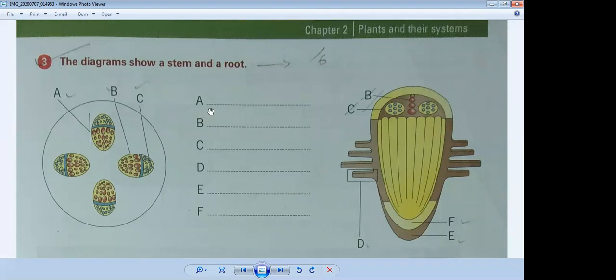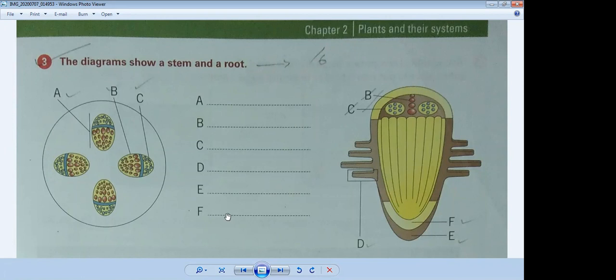I am repeating the answers again. A part answer is vascular bundle. B part answer is xylem. C part answer is phloem. D part answer is root hair. E part answer is growing tip. And F part answer is root cap.